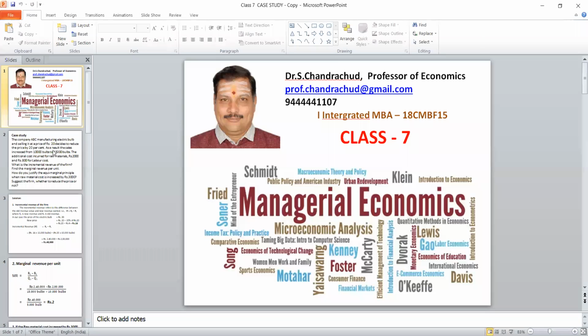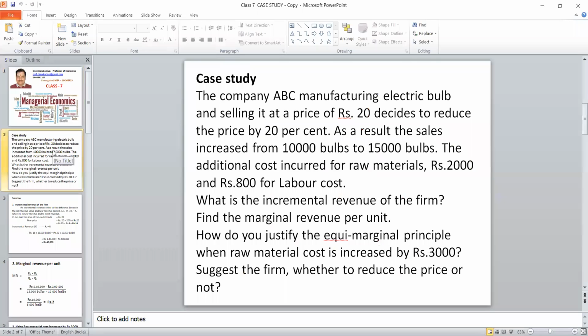Last day we discussed the fundamental concepts of managerial economics. Before that we studied the nature and scope and how it differs from traditional economics. All these things we discussed. Today let us see one case study: how to make a decision with some numerical values. This is the case study that we are going to discuss today.